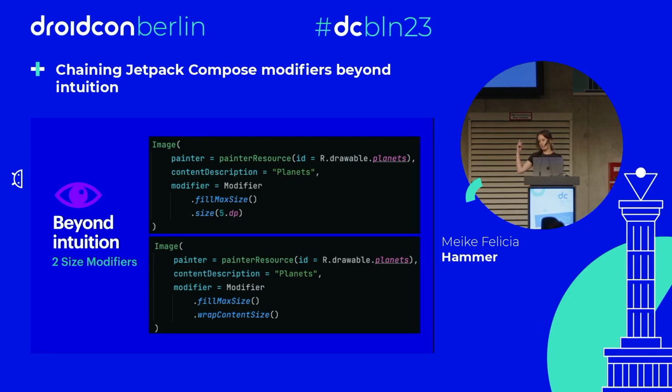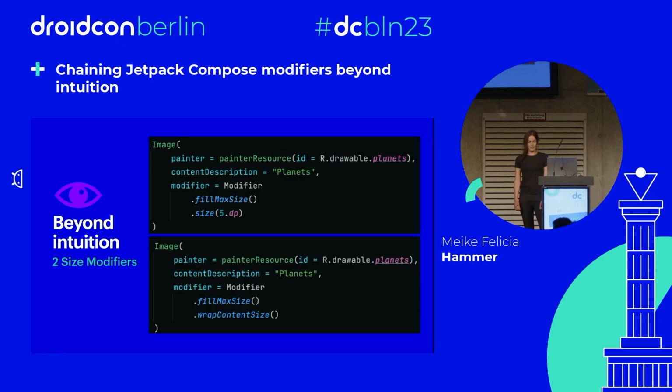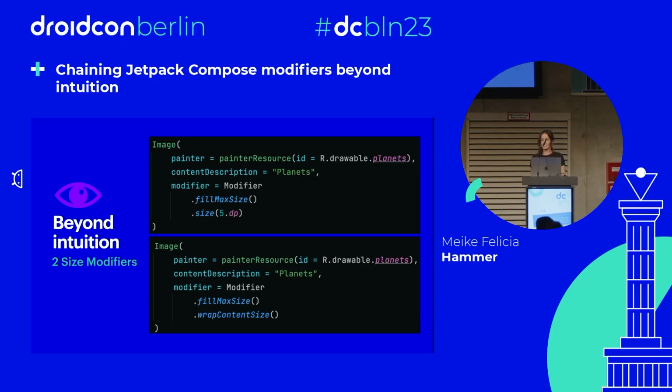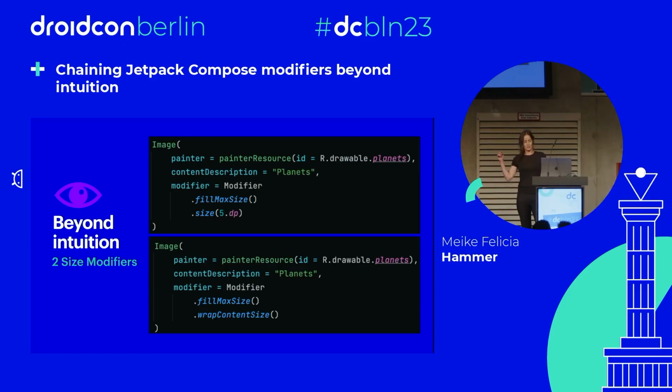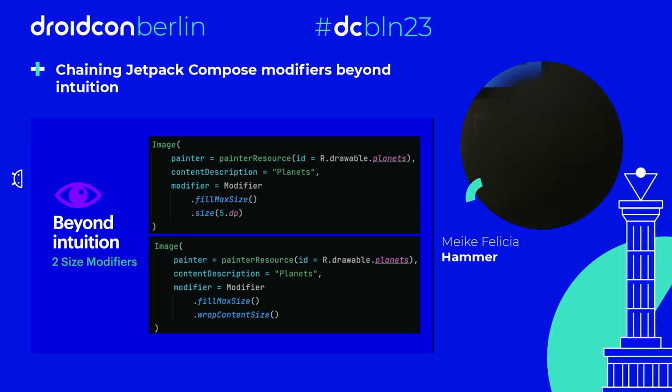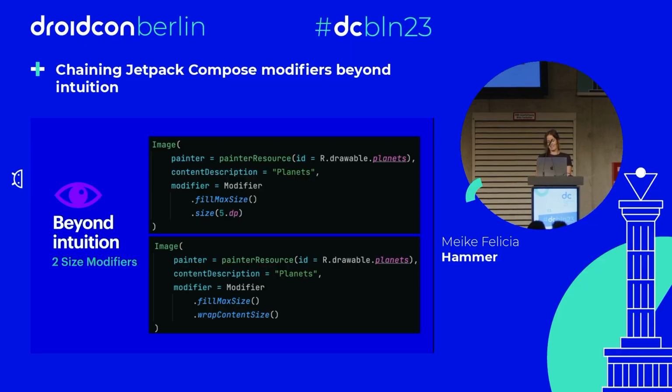In the first example, the upper one, you try to apply a size modifier of 5 dp. What happens then? Do we still fill our max size space, or is it now 5 dp because that was the last modifier? Very unsure. Does it have any impact? Not very intuitive what happens then. Same thing for the second example. We have a fill max size again, and then a wrap content size modifier, because we just want to have everything wrapped as it should be. Unsure what could happen in that case.